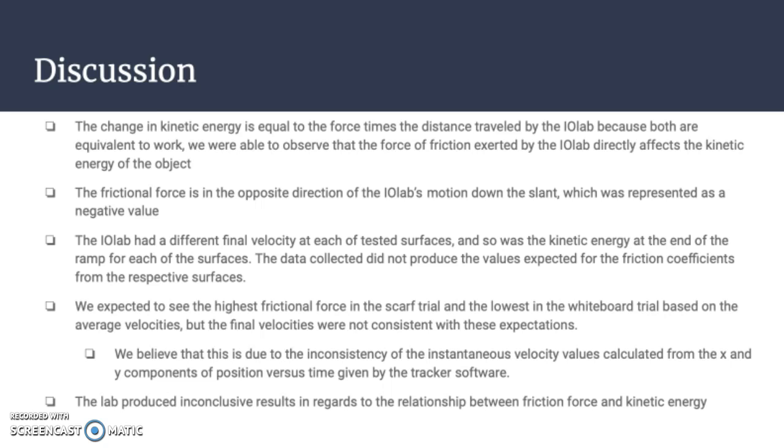We were able to observe that the force of friction exerted on the IO lab directly affects the kinetic energy of the object. We expected to see the highest frictional force in the scarf trial and the lowest in the whiteboard trial based on the average velocities, but the final velocities were not consistent with these expectations.